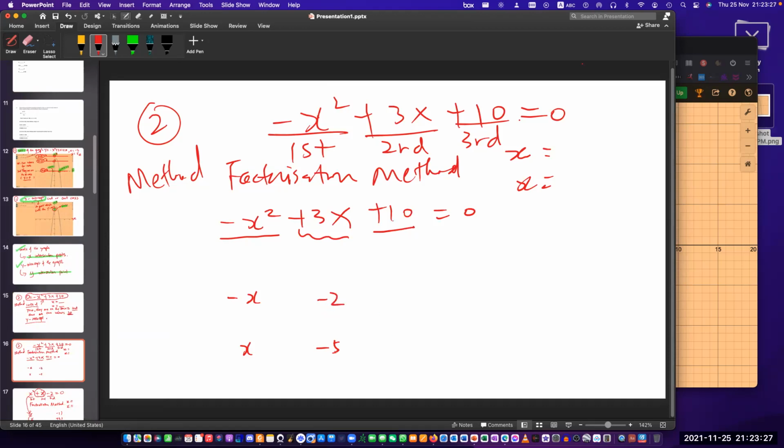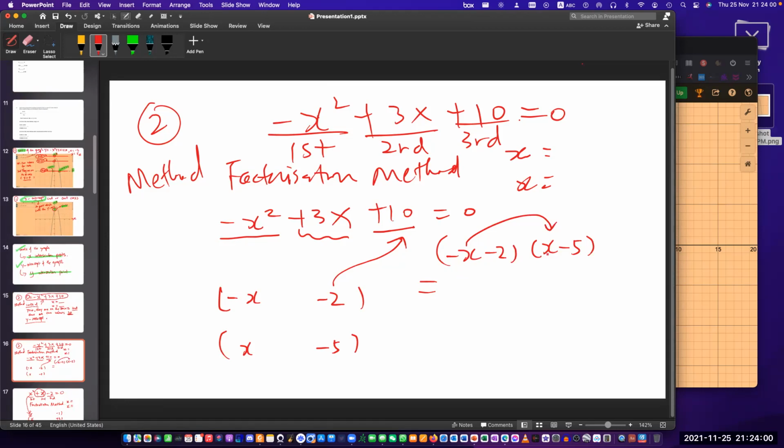So minus 2 and minus 5 will give you plus 10. And then this combination can give you plus 3x. I'm going to show you how. I'm going to show you only this combination can give you plus 3x. So if this is the combination, what you do is minus x minus 2 and then x minus 5. Let me just do it, to see if I can get plus 3x.